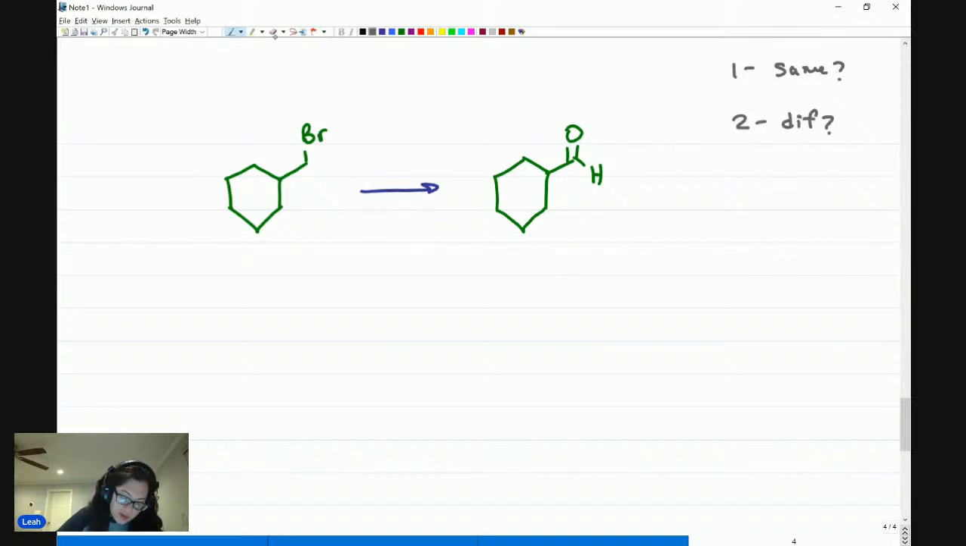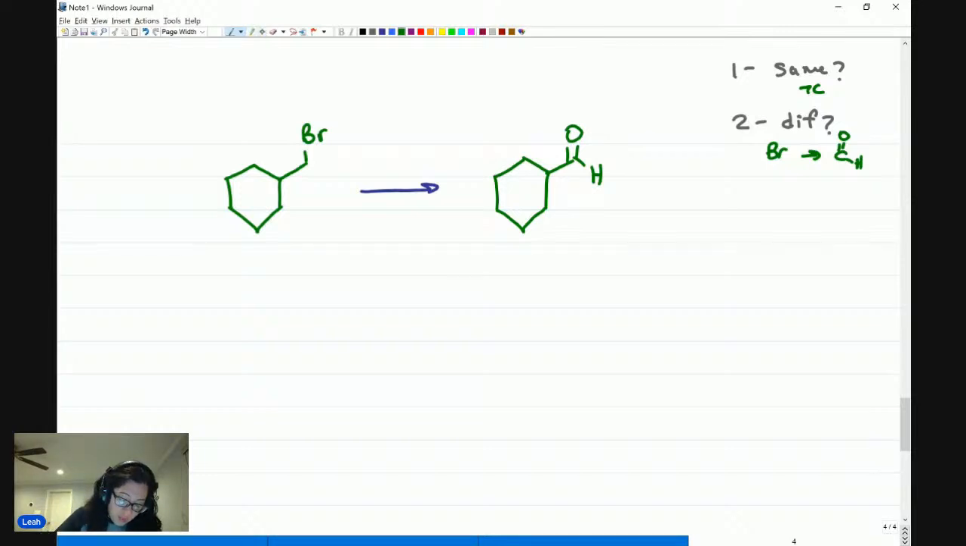So first, we want to see what has not changed, so I know where to go with the reaction. And what hasn't changed is that I have these 7 carbons. And so I know that I keep my 7 carbons. What's different is that my bromine turned into an aldehyde, and I have to figure out how to do that conversion. How do I turn a bromine into an aldehyde? I don't know of any reaction that goes like that.